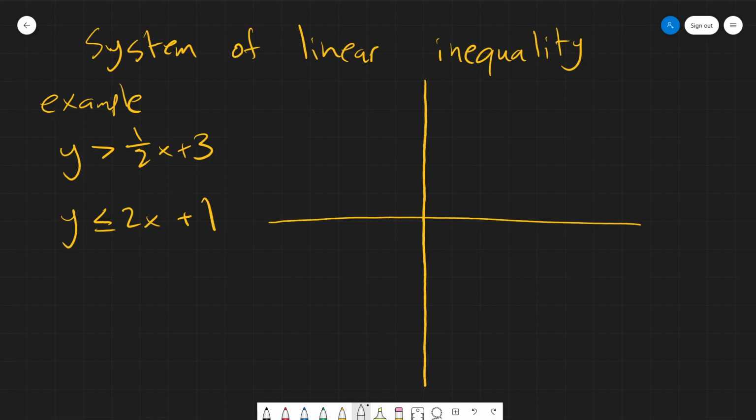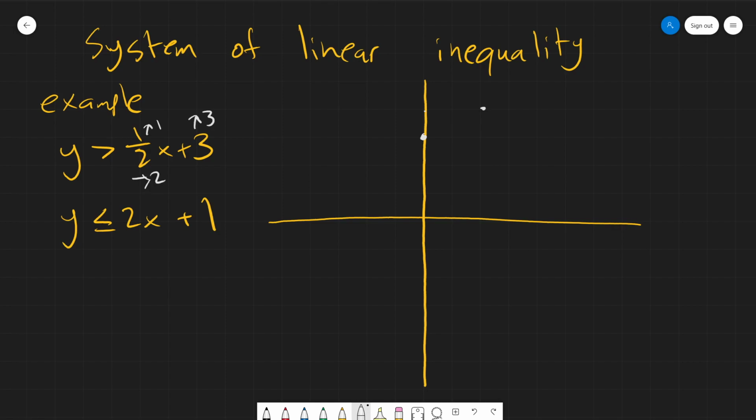So here's my first example. I've got y is greater than 1/2 x plus 3. So I'm just going to graph that. I'm going to start up 3. And then I'm going to rise 1 and run 2. There's my up 3. There's my up 1. There's my right 2. And then, is it going to be dashed or solid?